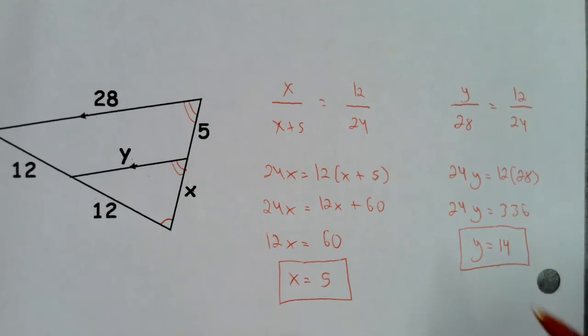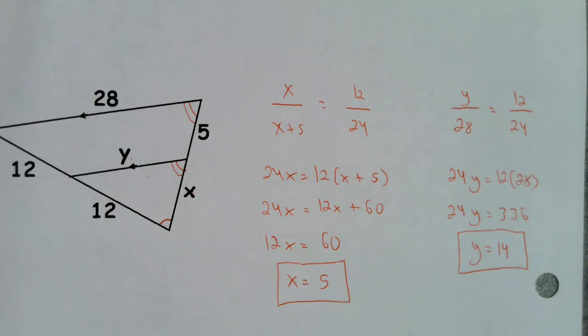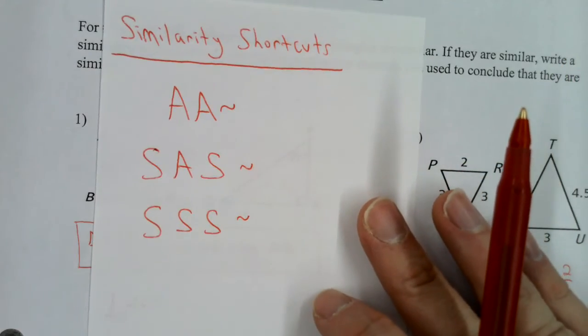So setting up the original proportions in those could be hard. Okay, but again, make sure all your numerators come from one triangle and make sure all your denominators come from the other triangle. And you also have to make sure you know the 3 similarity shortcuts.